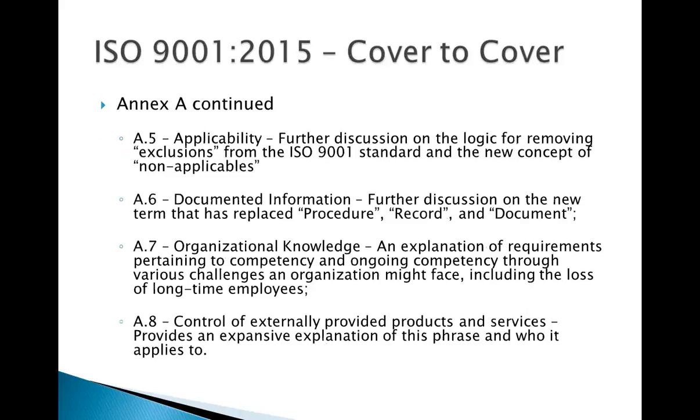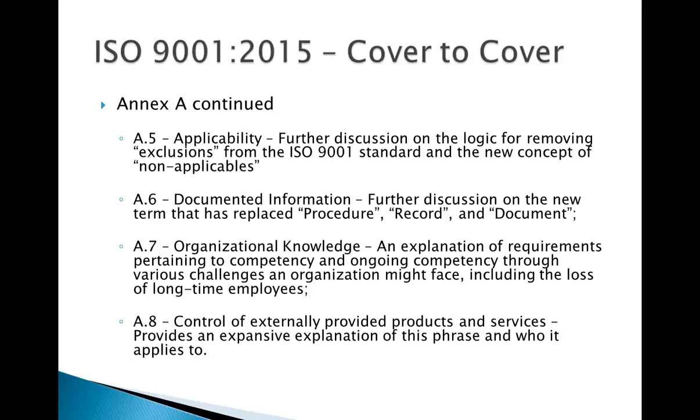Section A5, applicability, discusses the logic for removing exclusions from the standard and gives some further discussion on non-applicables. We looked at A6 earlier, documented information. This is our discussion on the terms maintained documented information and retained documented information. A7, organizational knowledge, gives a further explanation on competency and ongoing competency and the challenges that an organization might face, including the loss of long-time employees.